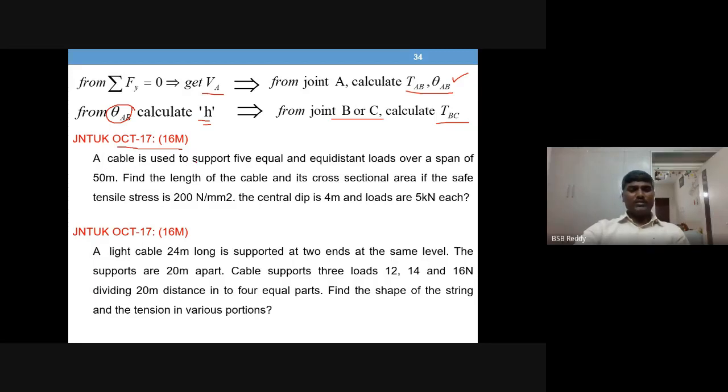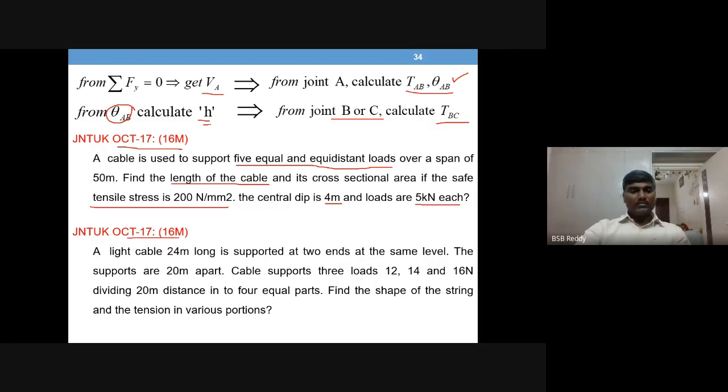A cable is used to support five equidistant loads over a span of 50 meters. There are five equal and equidistant loads. Find the length of the cable and the cross-sectional area if the safe tensile stress is 200 megapascal. The central dip is 4 meters and the loads are 5 kilonewtons each. Okay, so try this one.